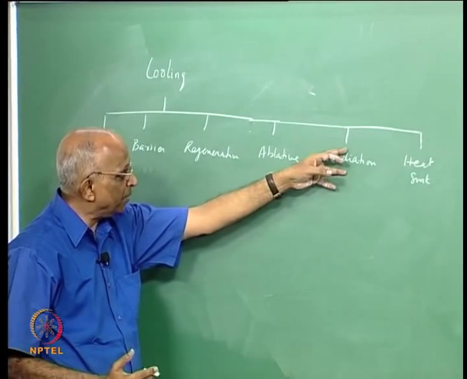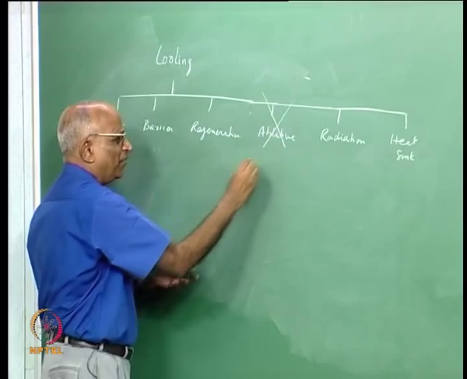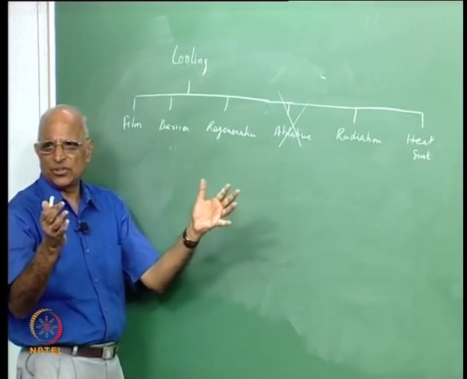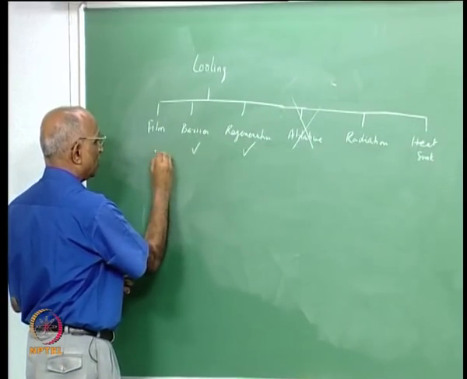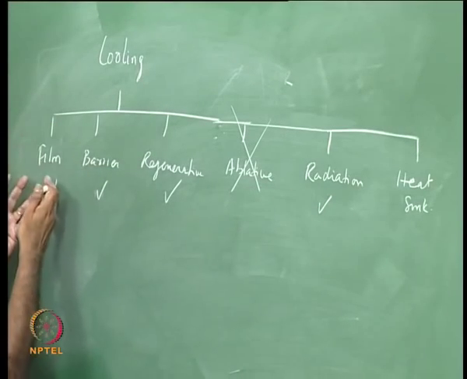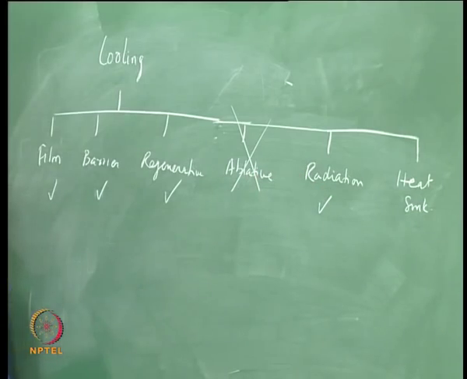Radiation, yes, I need high temperature materials. Ablative, it is a little difficult to use. We use it when we start off with rockets, but to fly it, you need so much insulation that it becomes heavy. Well, regenerative is positive, barrier is positive, film is positive. Therefore, in practice, we make use of film cooling, barrier cooling, regenerative cooling, and also radiation cooling.